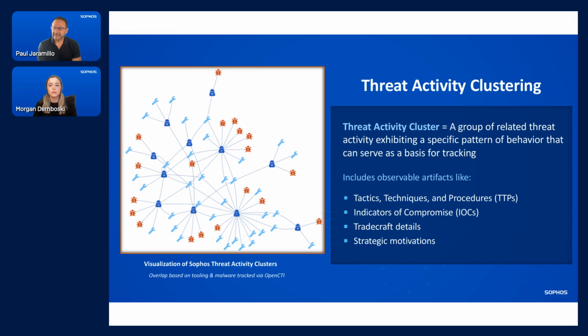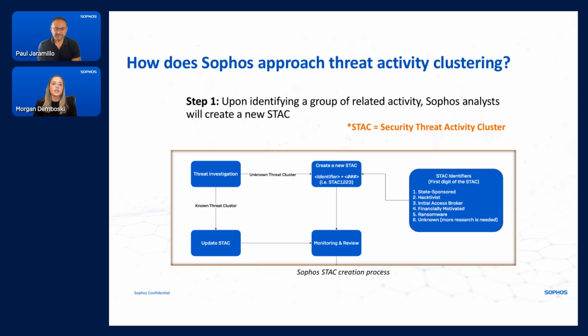So exactly how does Sophos approach threat activity clustering? Like a lot of different vendors out there, Sophos approaches threat clustering in its own way. At Sophos, we use the moniker STAC, or Security Threat Activity Cluster, to track different clusters of attacker behavior. When we identify a group of related activity, we will first try to determine if that activity fits within an existing STAC, and if not, we will create a new STAC. Each STAC gets a unique 4-digit sequence.